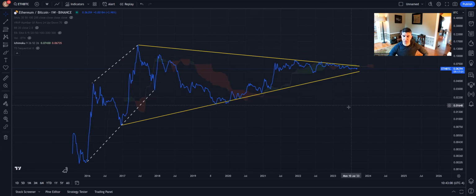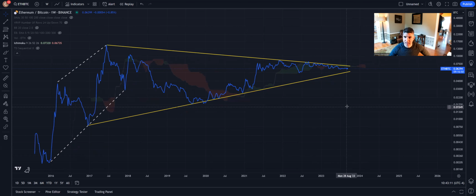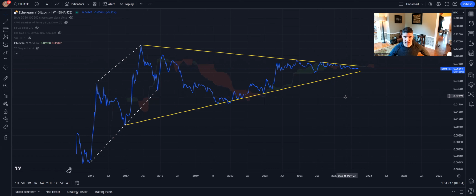And if and when this breaks out to the upside materially, I expect the altcoins to perform. I'd expect the good altcoins to perform really well. I don't know what the good altcoins are. I don't own many altcoins, and so I'm the wrong person to ask about that, but that's the way I'm viewing this chart. And that's the update for the weekend.